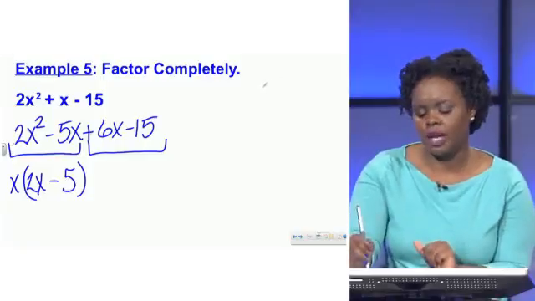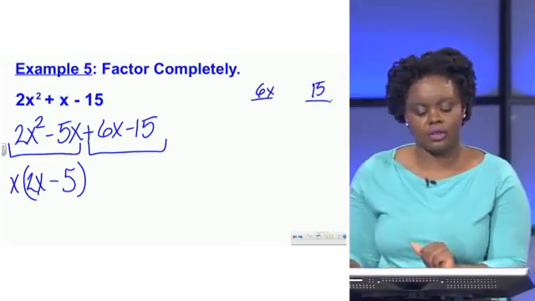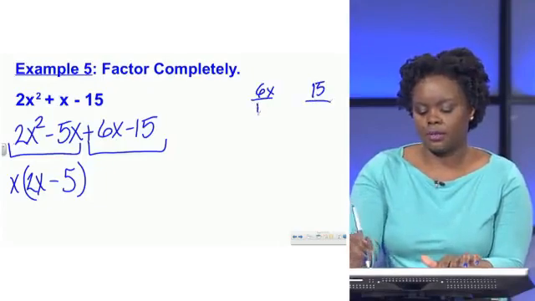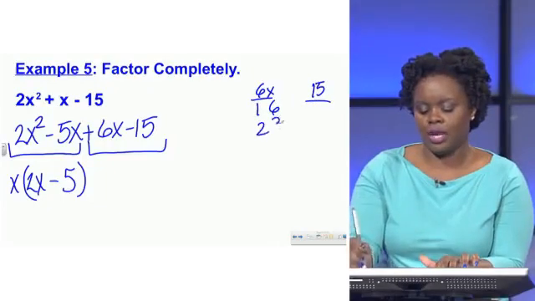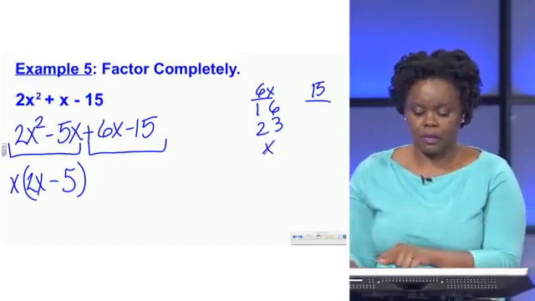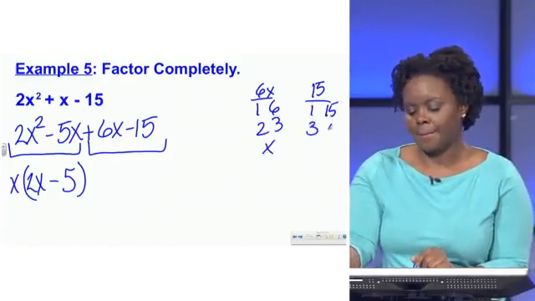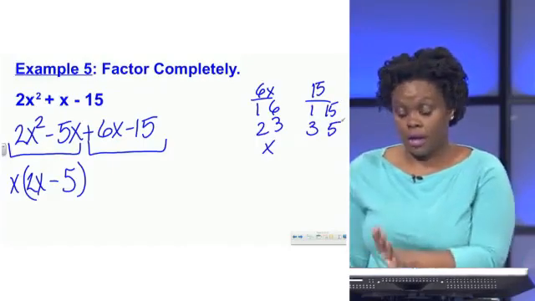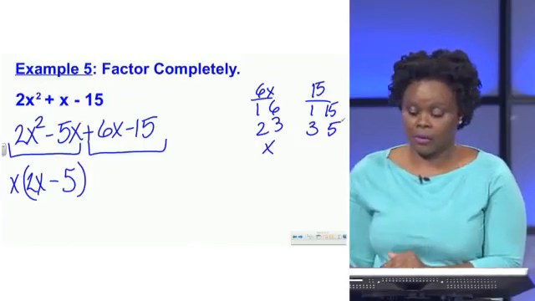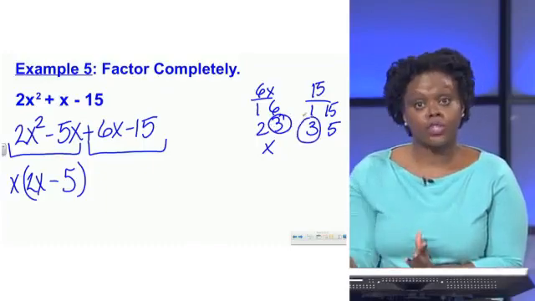Okay, so 6x and 15. You may need to write the factors down for this one. It may not be as clear what it is at first. For 6, you have 1 and 6, 2 and 3. You have an x in there, so there's a factor of x. And for 15, 1 and 15, 3 and 5. Now you can see the 15 doesn't have an x, so there's no factor of x in that one. So my greatest common factor here is 3.